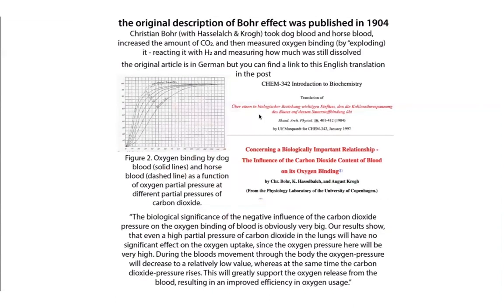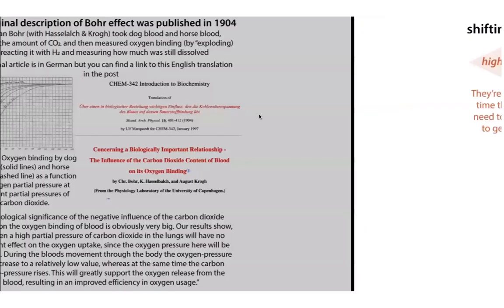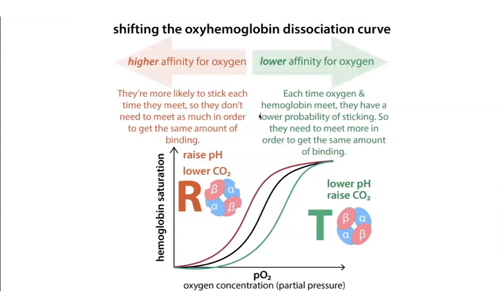What they found was that you got a change in the affinity of hemoglobin for oxygen depending on the pH. More specifically, at a lower pH, there was a lower affinity for oxygen, whereas at a higher pH, there was going to be a higher affinity for oxygen. So in black, if you just have normal, if you then lower your pH, then what's going to happen is you're going to get a shift to the right.